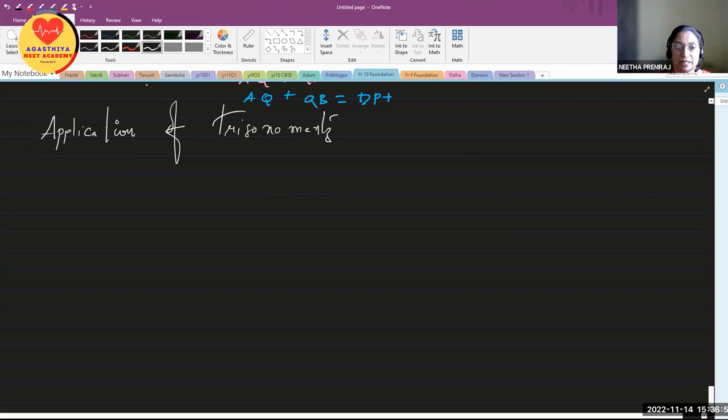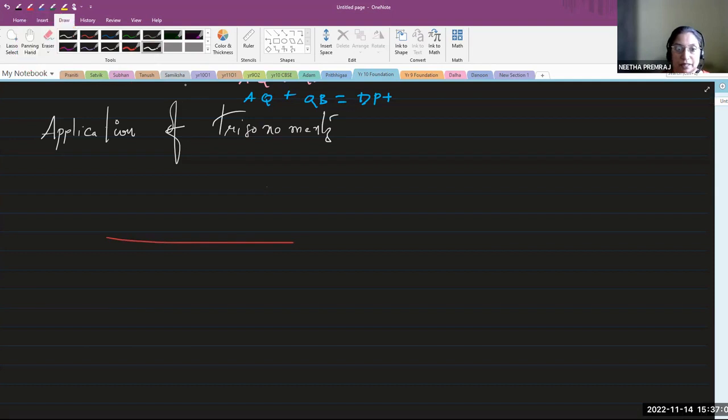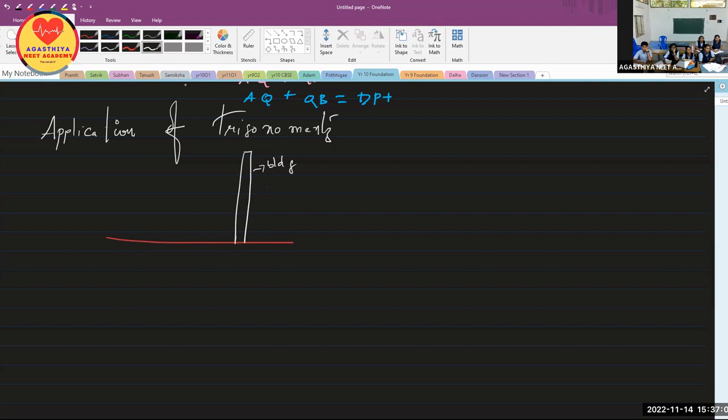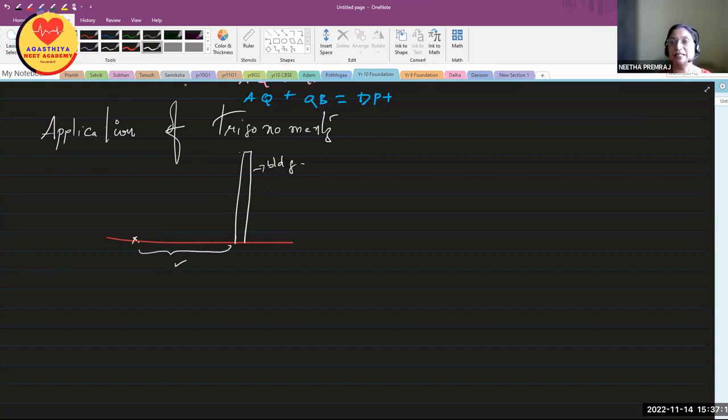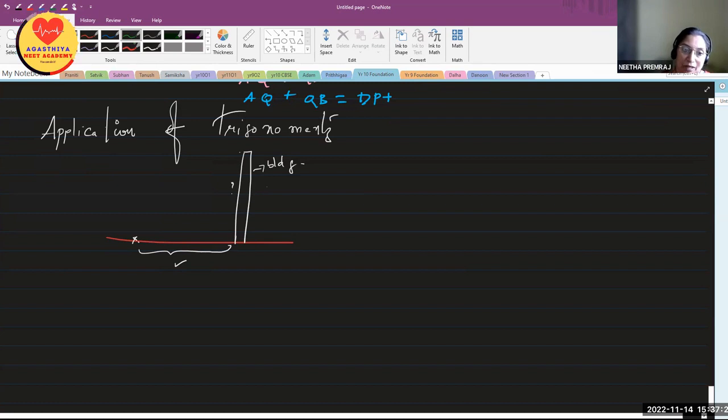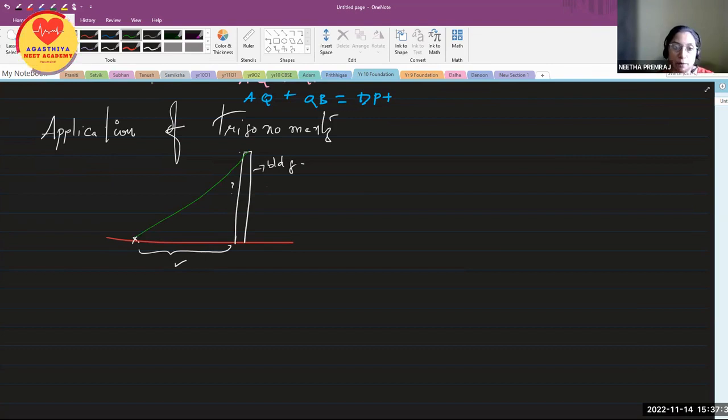Okay, so what is a practical application? If this is the ground, and there is a tall building, you want to find the height of the building. This distance you can calculate easily, isn't it? But this distance is a bit difficult. So from here, you can measure this horizontal distance, and using an instrument, you can find the angle. The top you can just view using that instrument. If you view the top from the ground, it shows the angle.